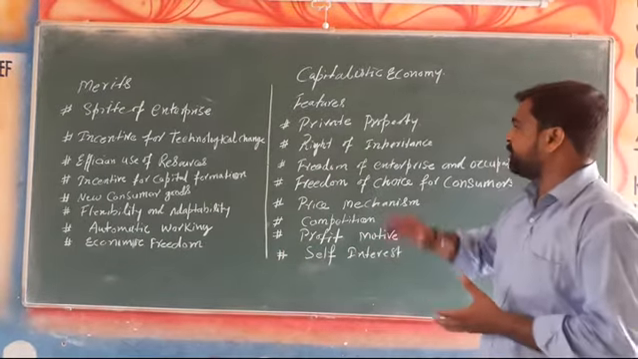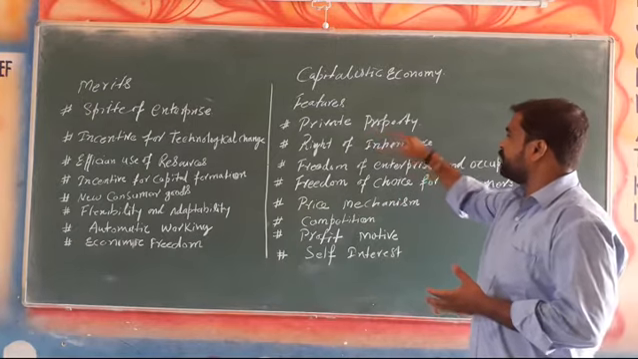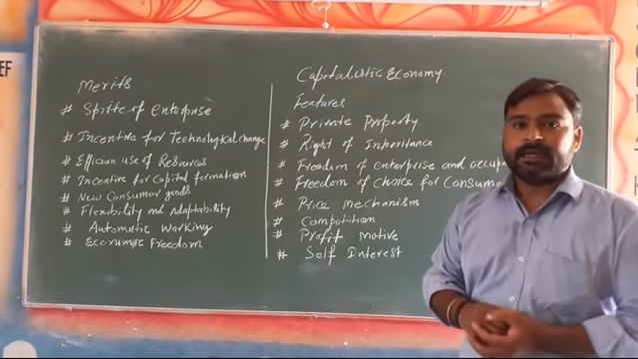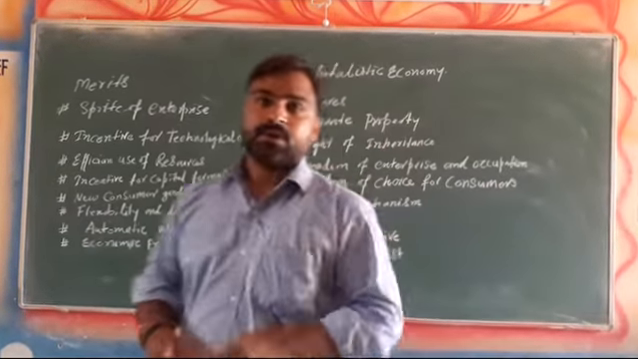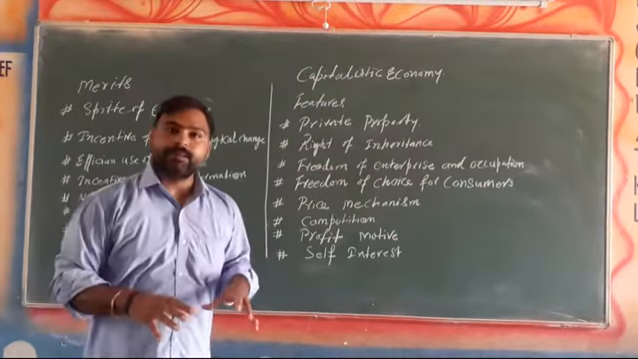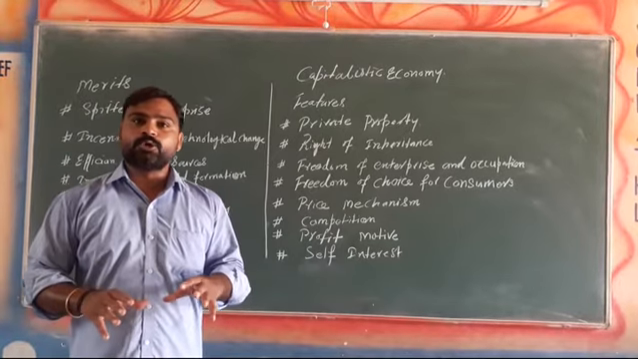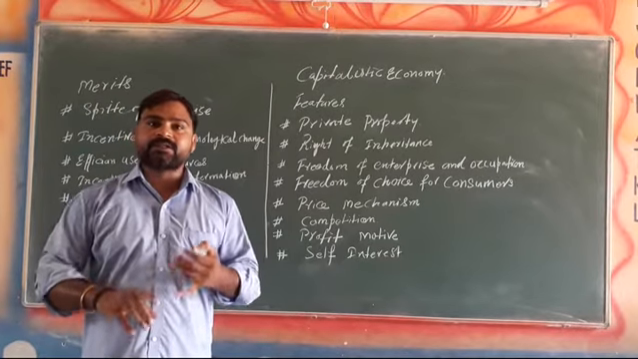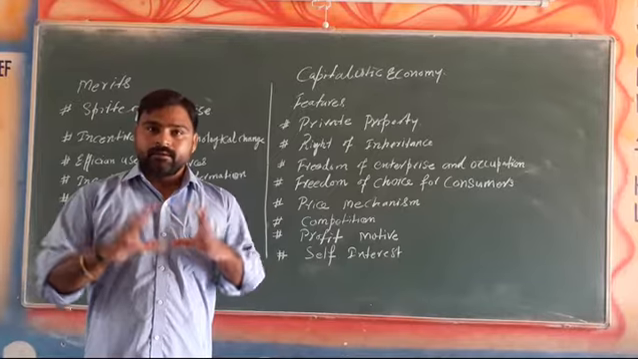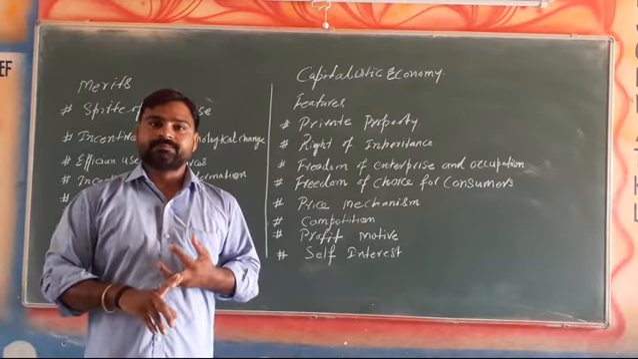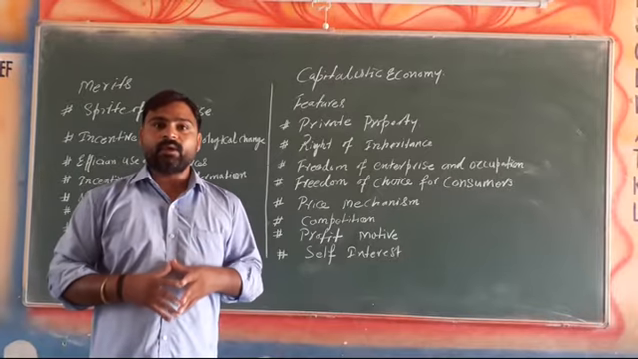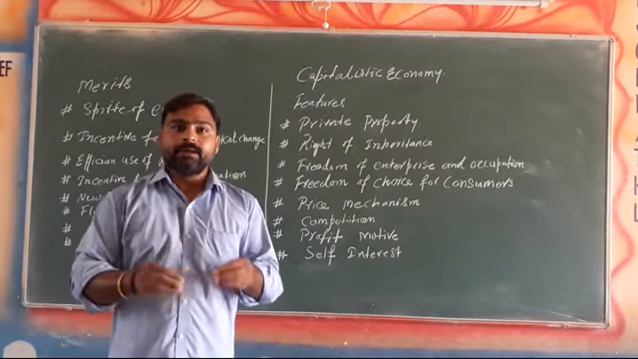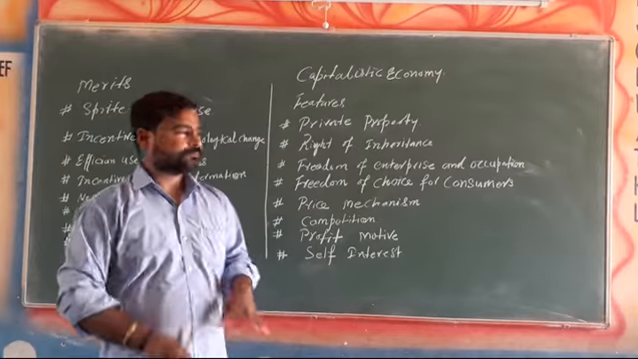So the first feature of a capitalist economy is known as private property. In a capitalist economy, all the factors of production are owned by private individuals. These private individuals own the factors of production such as land, labor and capital. So what they own is known as the private property of the private individuals.